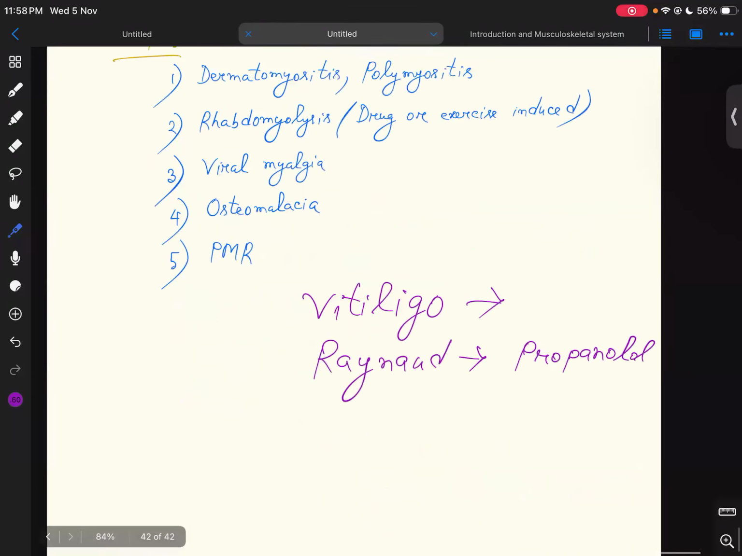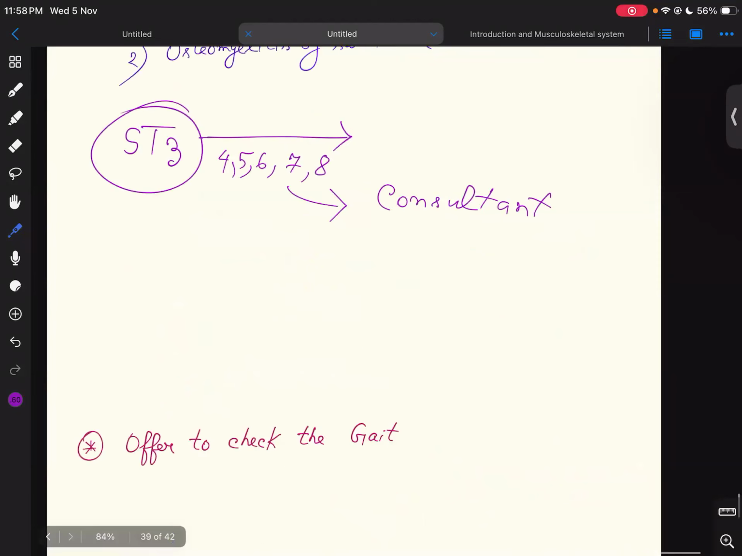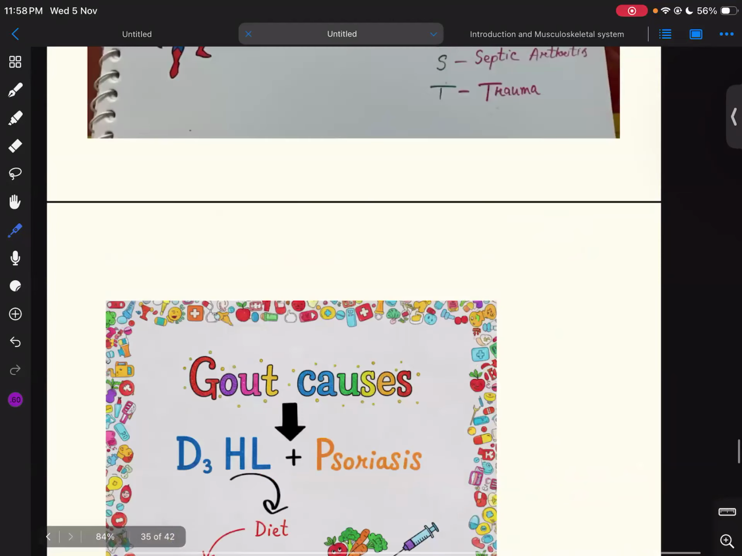So these are all the prompts for today from the musculoskeletal system.